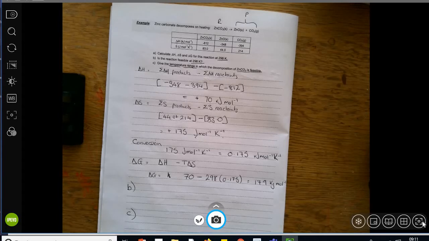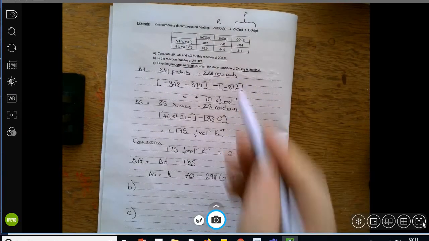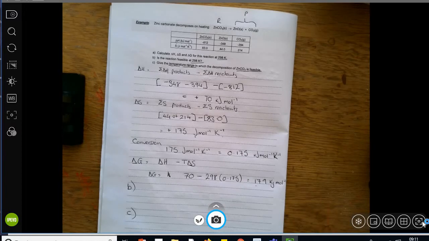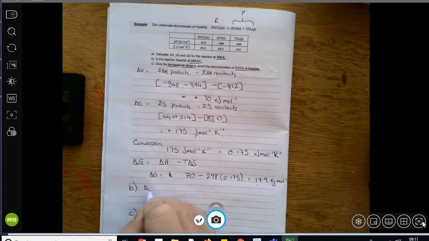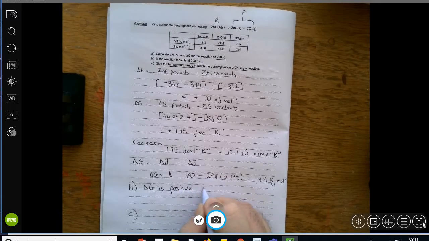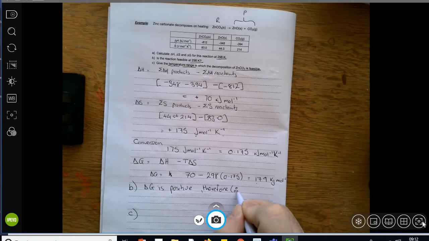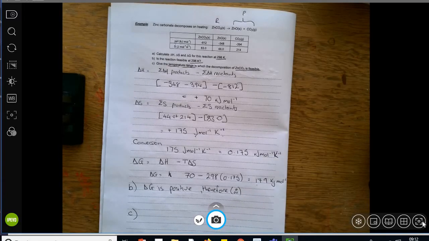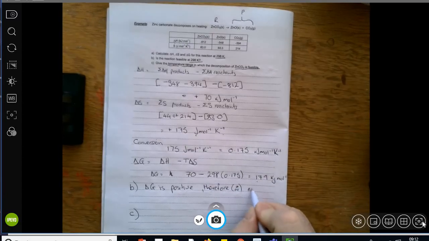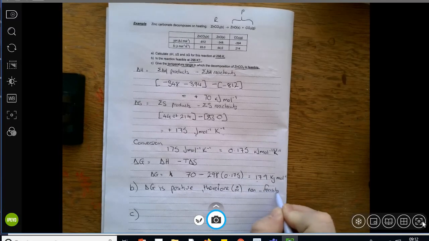Okay, now, it's a positive value. Question 2 says, is it feasible? Delta G is positive. I'm going to write the word therefore. I'm also going to put in brackets three dots, which is the replacement of it. Therefore, it's non-feasible.